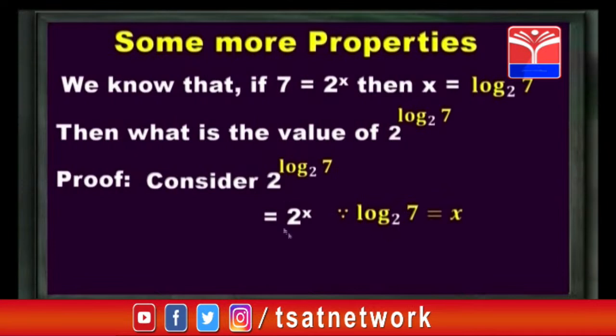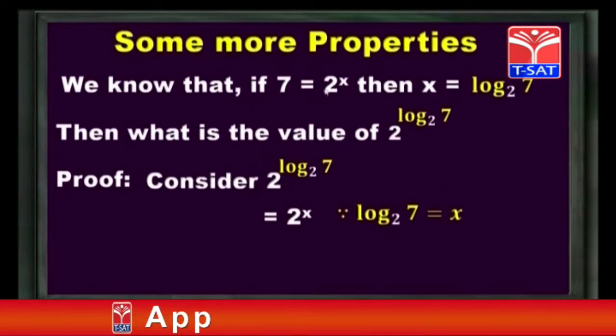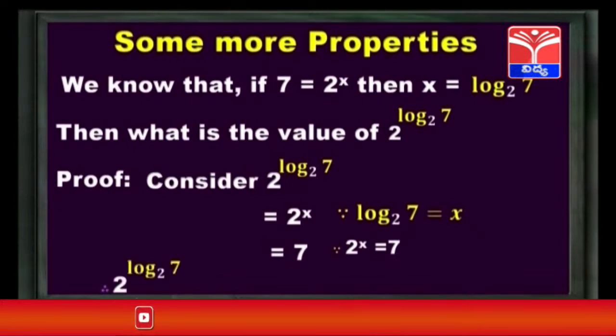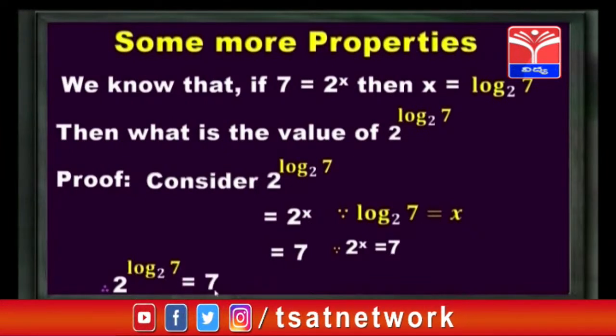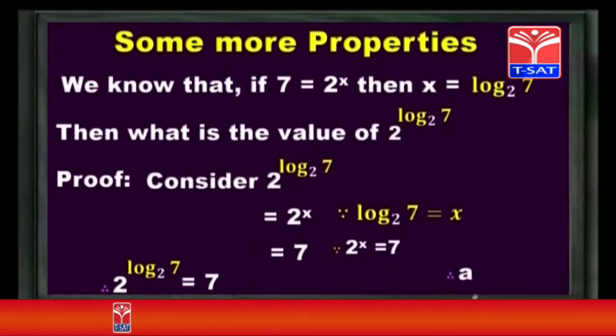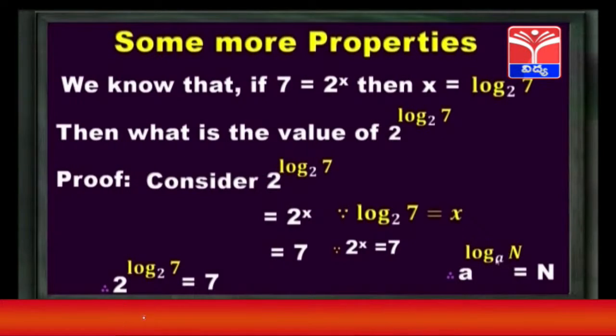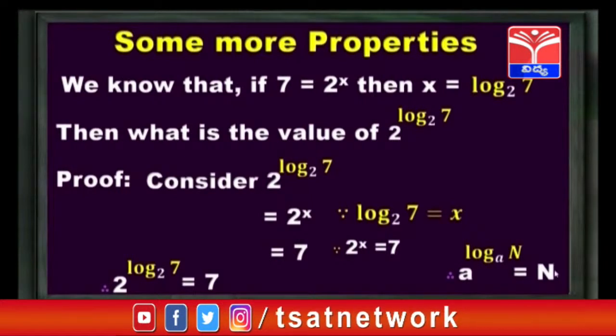So now what is the value of 2 power x? In the question it is given 2 power x is equal to 7, which is equal to 7, since 2 power x is equal to 7. So finally I can write 2 power log 7 to the base 2 is equal to 7. So we can generalize this by replacing 2 by a. The generalizing is a power log n to the base a is equal to n. The base and the log base both are same. We can say the value is always equal to n only. A power log n to the base a is equal to n.